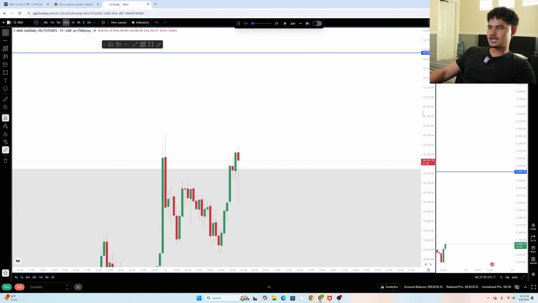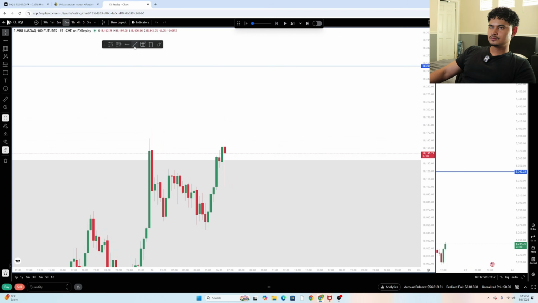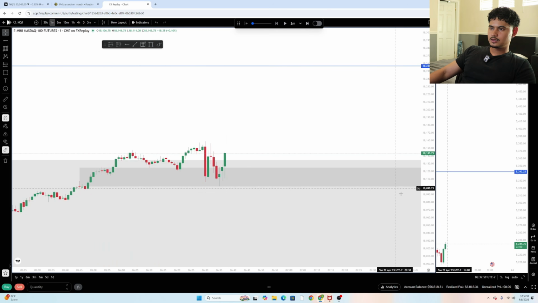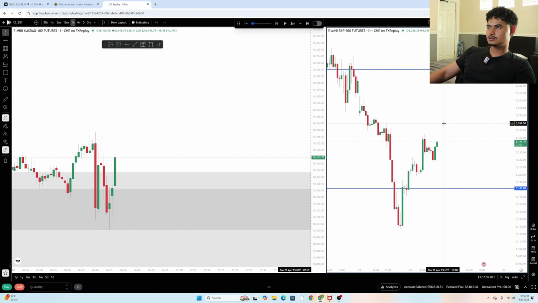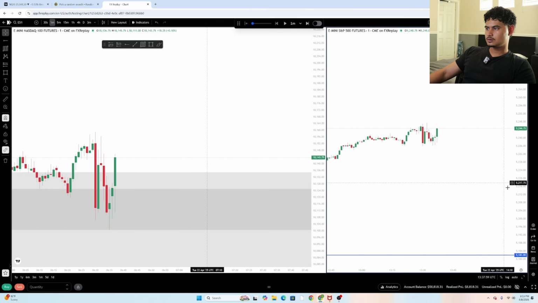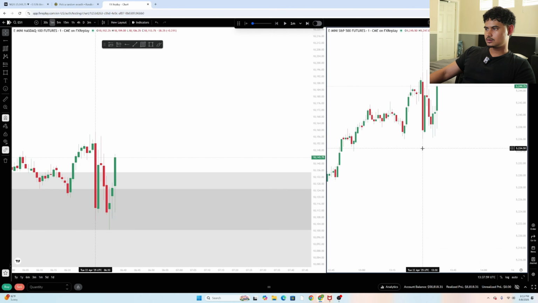Tap in this 15-minute gap. 15-minute gap right here. Getting displacement out. Do we have any SMT? We do. We have an SMT right here where ES does not take out the low. We're getting displacement out of it.